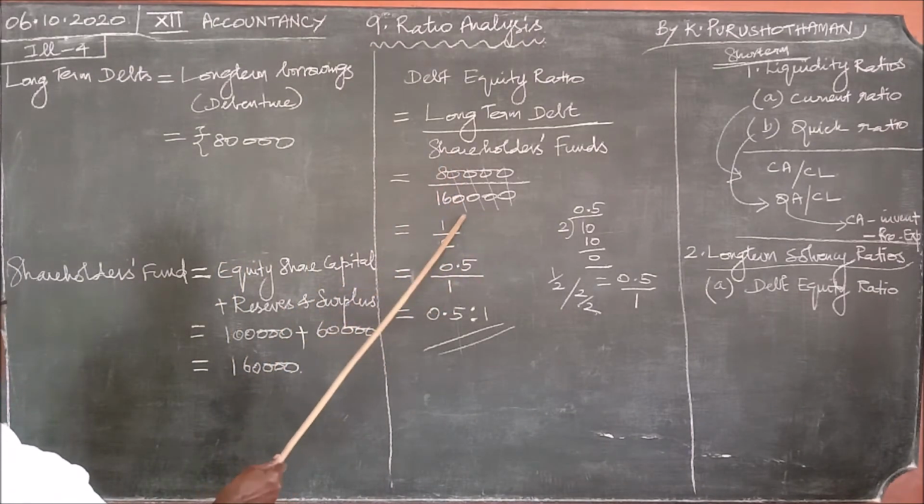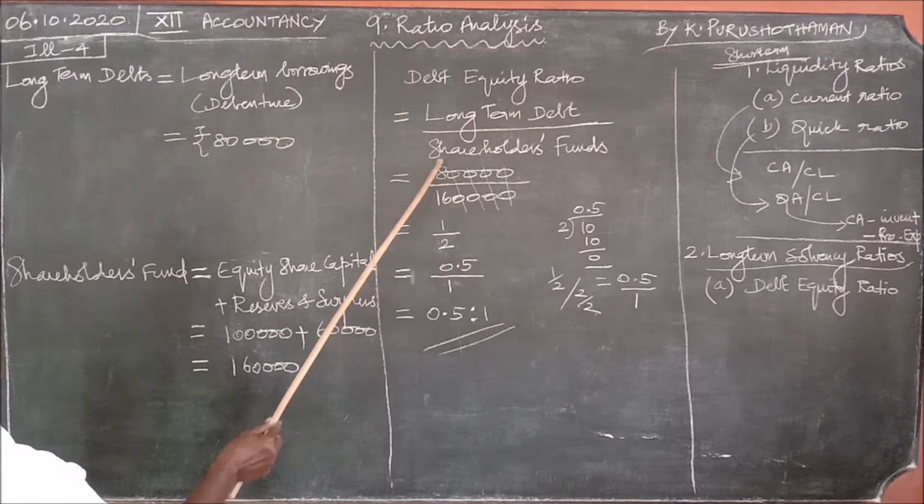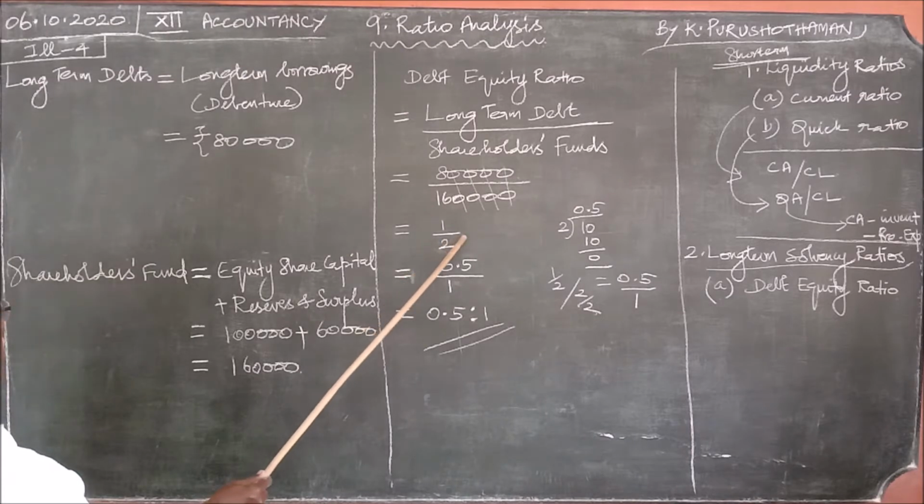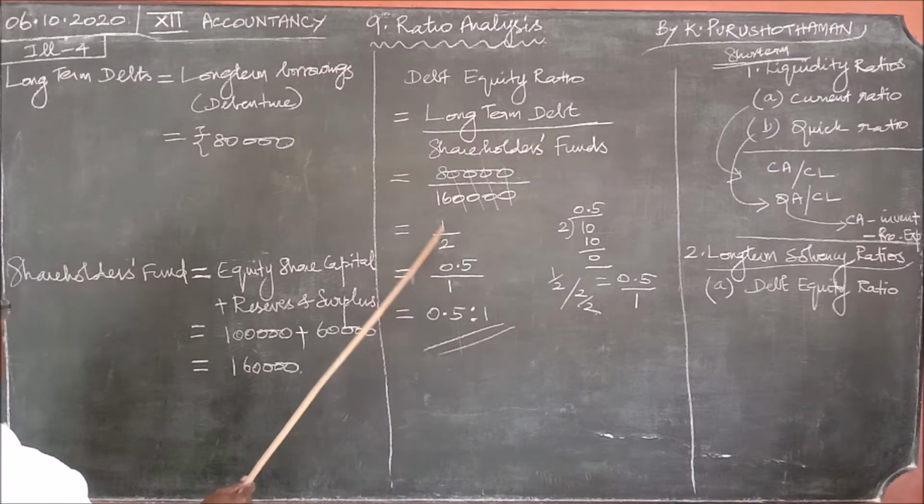You divide these 2, then in that case 8 by 16, simplify further 1 by 2, and you take the denominator number and divide both the numerator and the denominator.